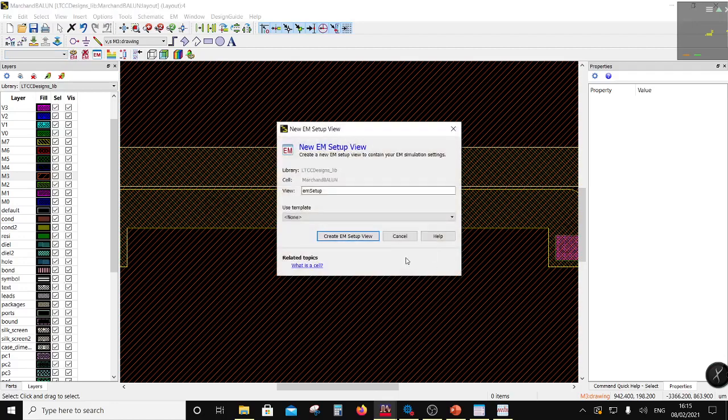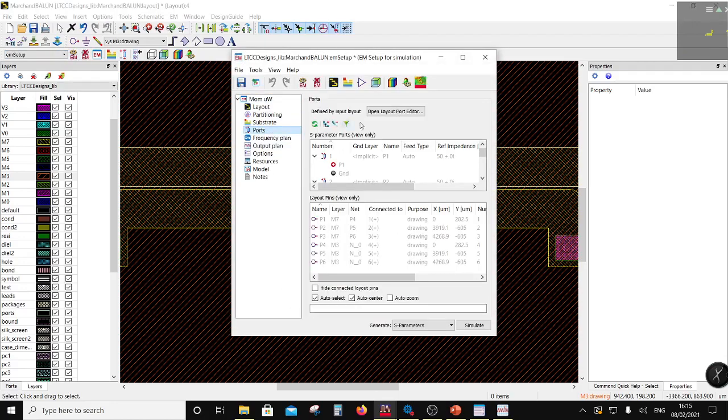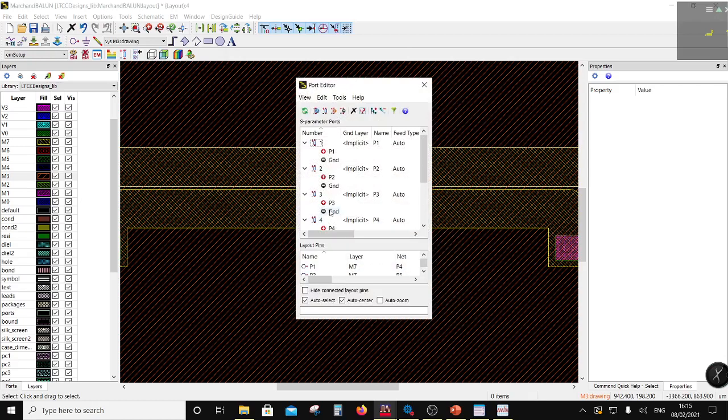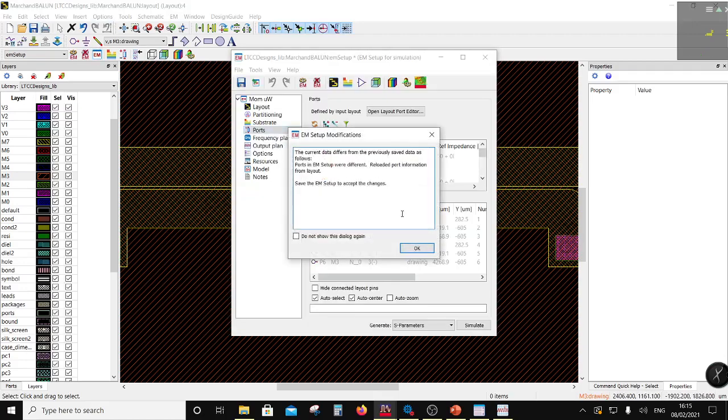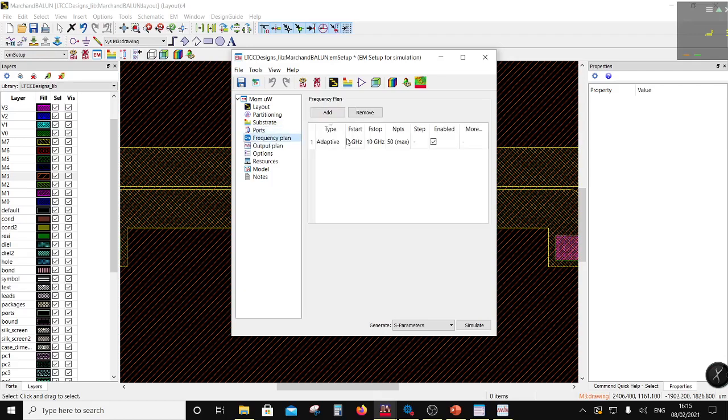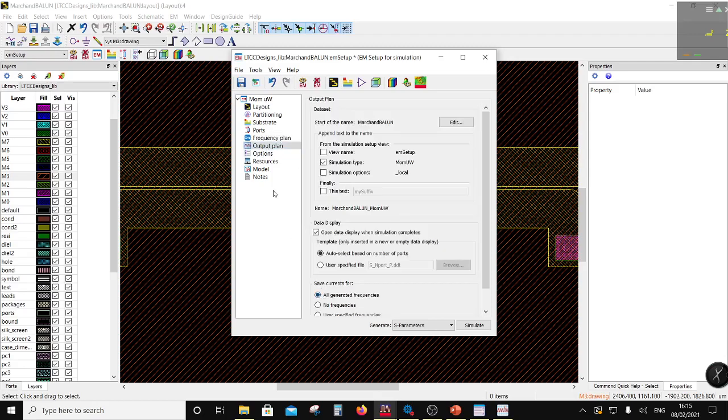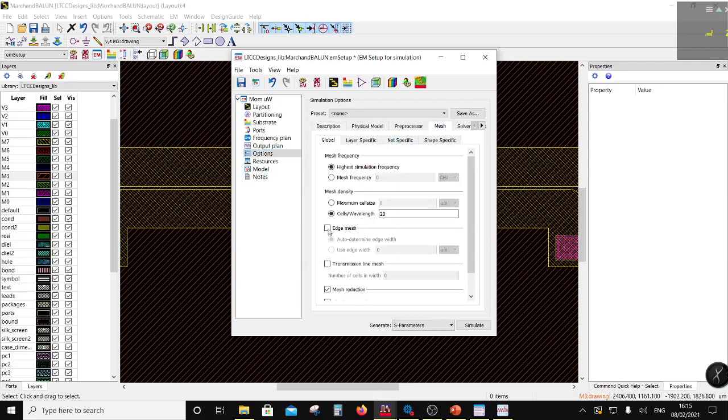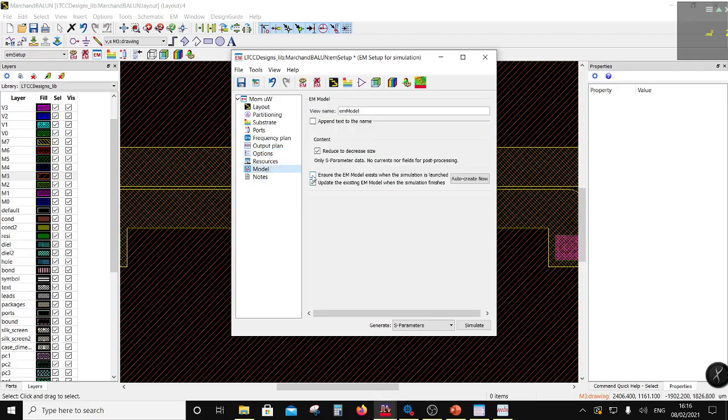We will create an EM setup. In that, I'll go to ports, and in the ports, I will do the 4 as a reference to 1, 5 as a reference to 2, and 6 as a reference to 3. So we are done with this. Then I'm going to look at the EM preview of this. Before that, let me also set the frequencies. I'm going to go from 6 gigahertz to, let's say, 14 gigahertz. And 50 is okay. I'm going to save the currents for all frequencies. And mesh, I'm going to enable edge mesh, transmission line mesh, and modeling. So I'm going to look at the preview.